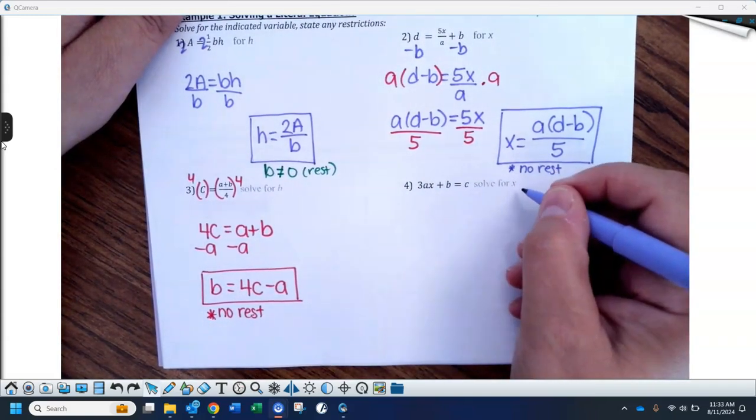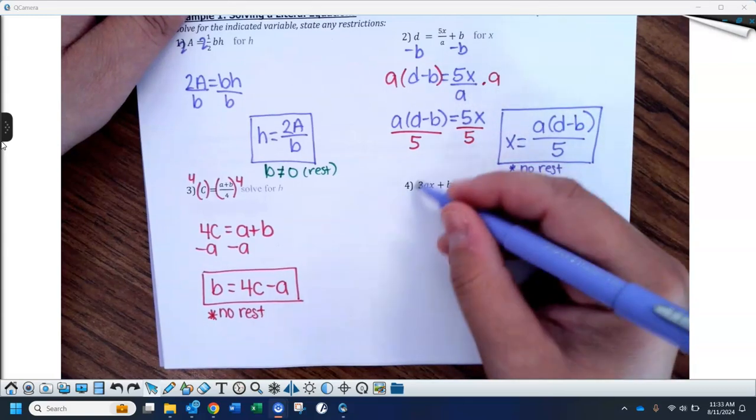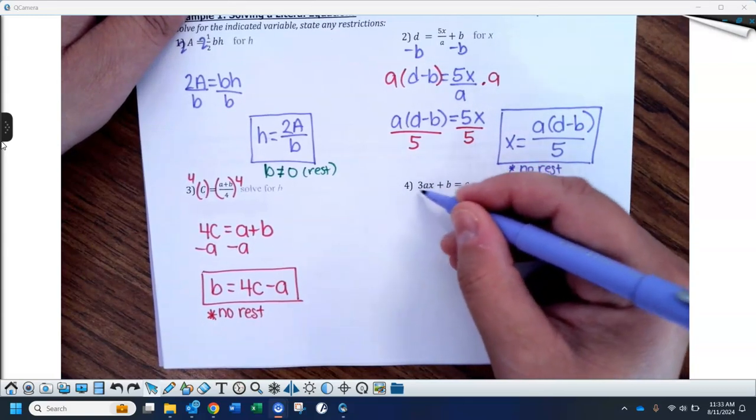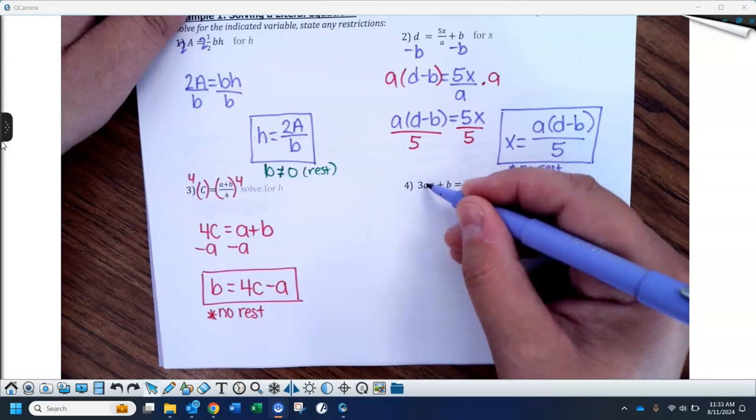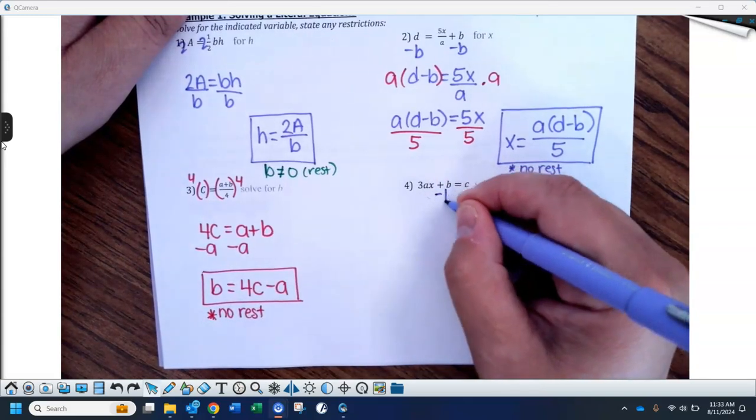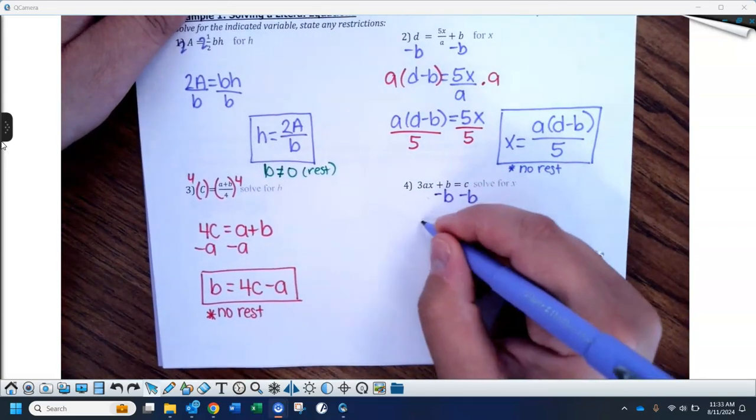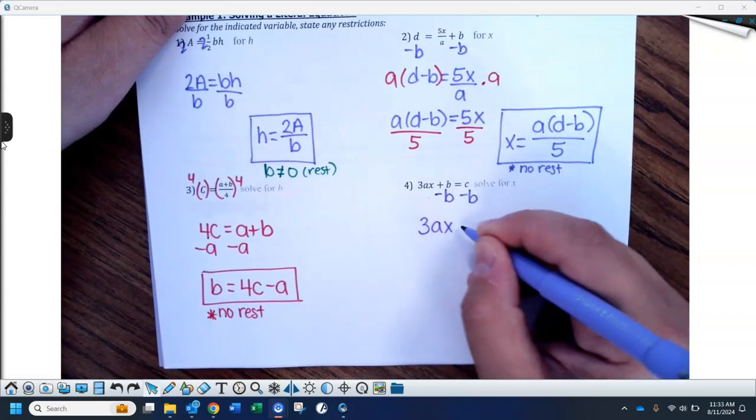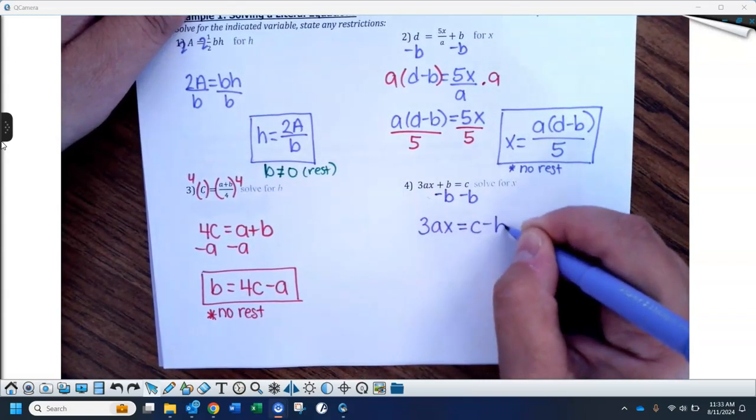We're going to get x by itself. Similar to the one above, if you've got terms where the variable you want is next to it to the side, get rid of any addition or subtraction first. So I'm just going to start that out, and I'm going to subtract b.